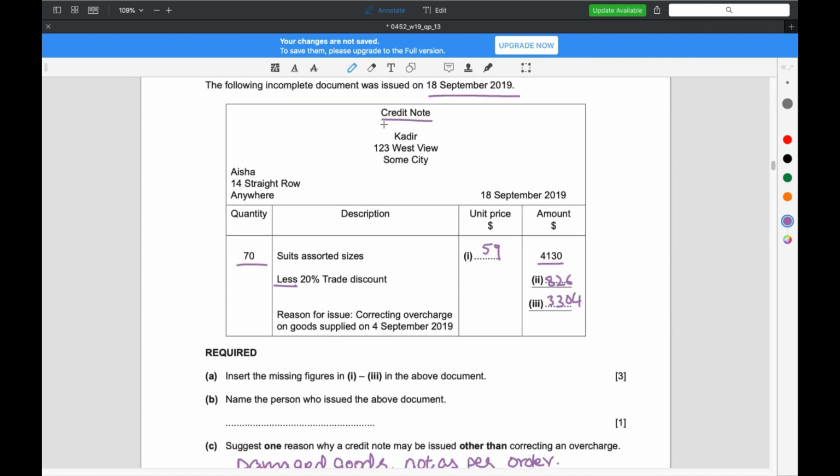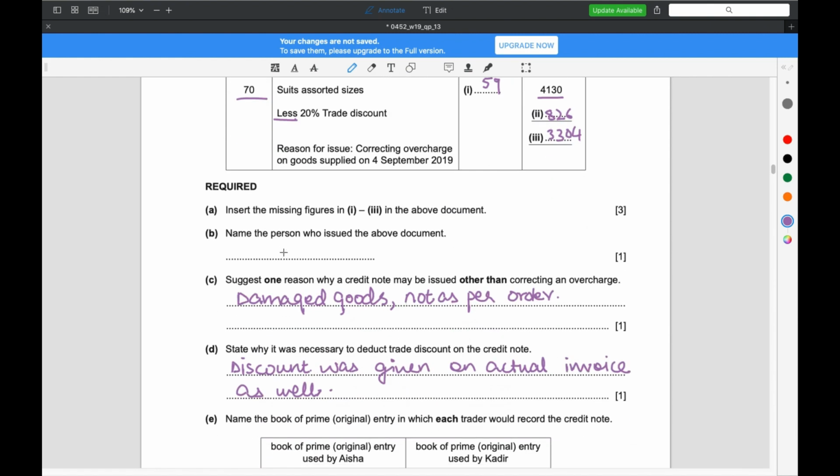So we know that the debit note, the credit note, and the statements of account are all sent from the supplier, which is Kadir in this case. So the person is going to be Kadir, right? Because he's the supplier, he sends the return notes, he sends the statement of accounts, which shows all the remaining balances, all the transactions that took place during the year.